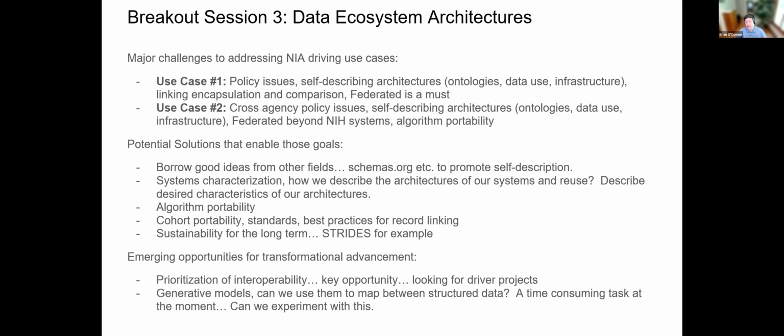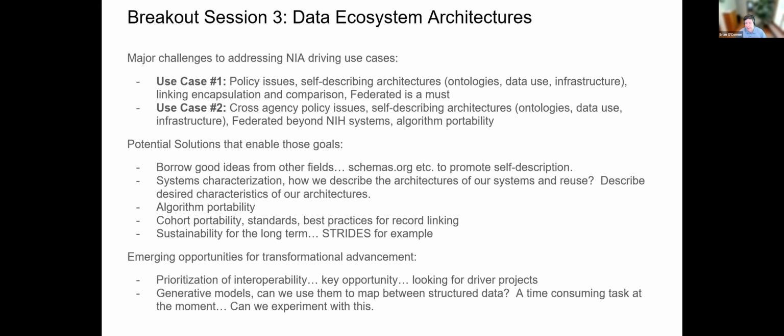We did end up discussing algorithm portability. This was part of our conversation in the sense of embracing this world where data is federated, the realization that whether you're running a harmonization workflow on particular data sets or a novel algorithm, we need to be able to move our algorithms around in this federated model.